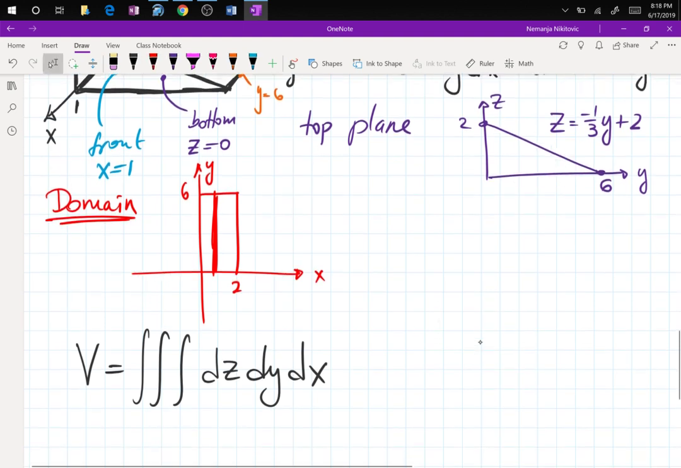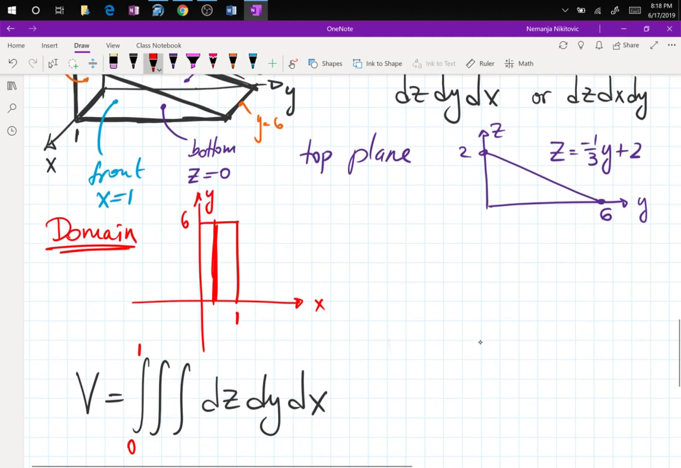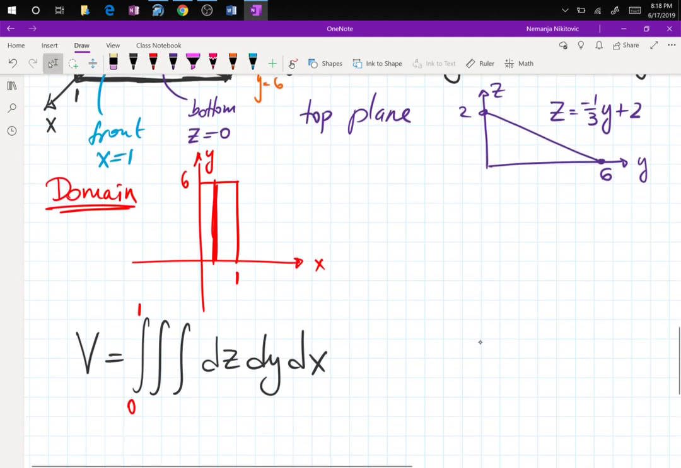So x value goes from 0 to 2. No, it's 0 to 1. X is 0 to 1 and y is 0 to 6. Yes, holy nightmare. So when you swipe from 0, your dx is going to swipe all the way to the right, and it's going to be 0 to 1. The y goes from 0 to 6. And the z goes from 0 to 2 minus 1/3 y.